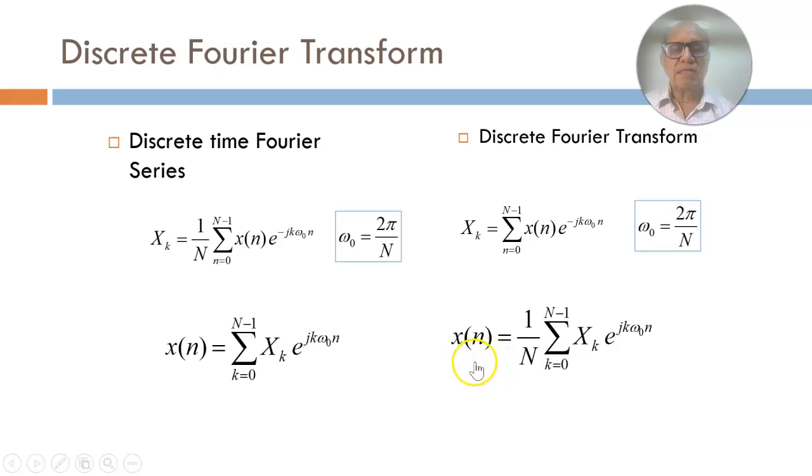So obviously its inverse Fourier transform will be given by this equation. In this case you have N in the denominator here, and for the corresponding discrete time Fourier series you do not have that. Alright. So what we are going to do is to study how to write the program for calculating the amplitude spectrum and the phase spectrum of a given signal by using discrete Fourier transform.